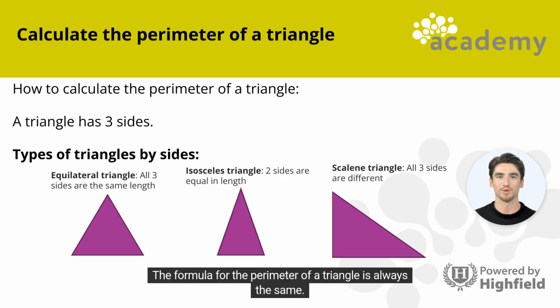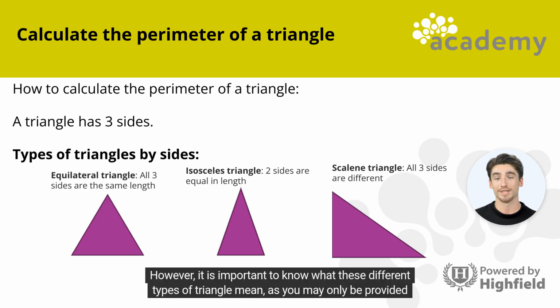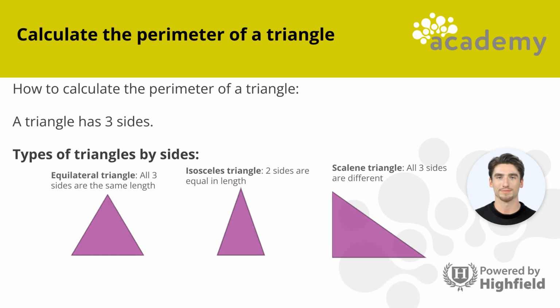The formula for the perimeter of a triangle is always the same. It is the total of all 3 sides. However, it is important to know what these different types of triangle mean, as you may only be provided with 1 or 2 lengths of a triangle, and then be expected to calculate the total perimeter.